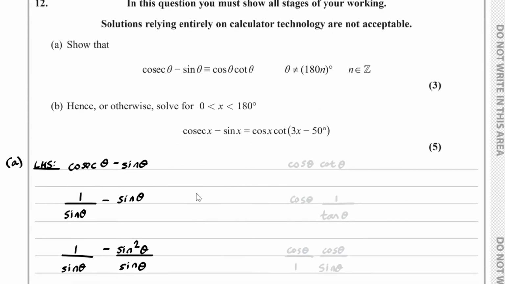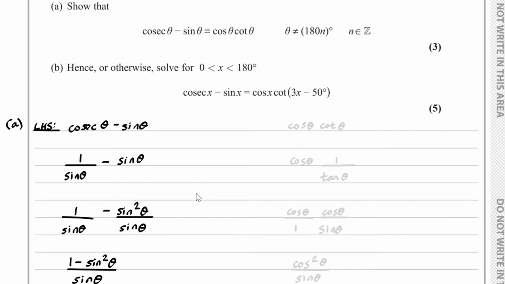Now for part B of the question, hence or otherwise, solve for x being in between 0 and 180 the equation cosec x minus sin x equals cosec x lots of cot x, cot of 3x minus 50.